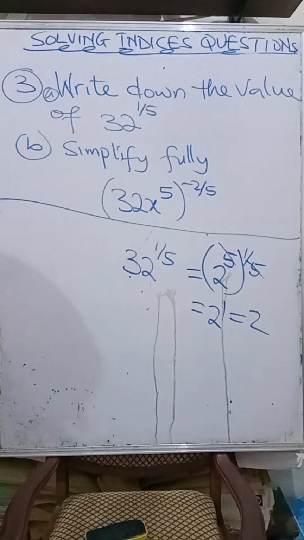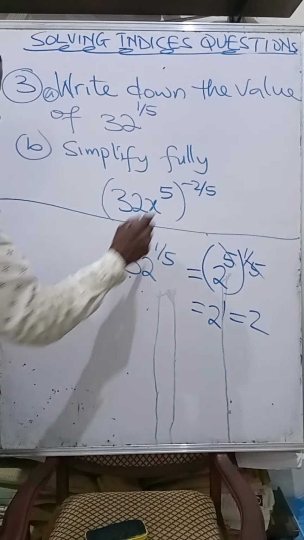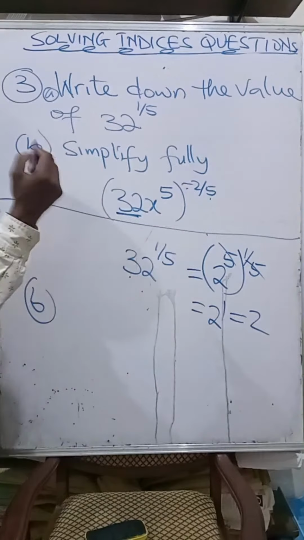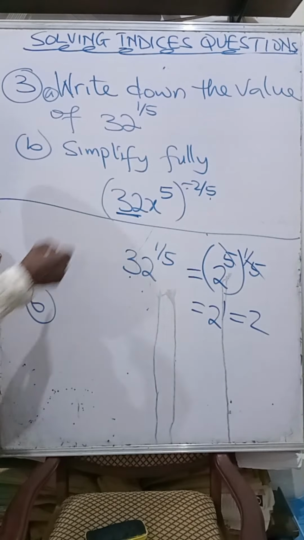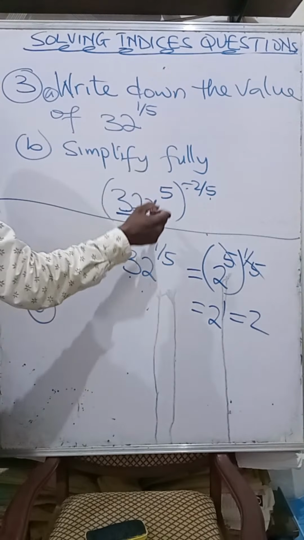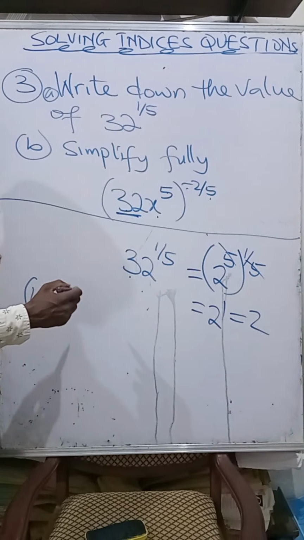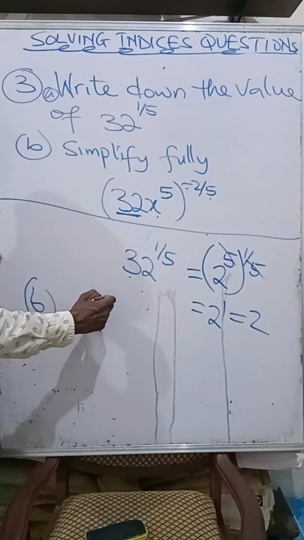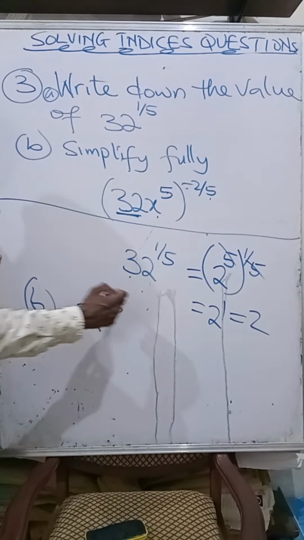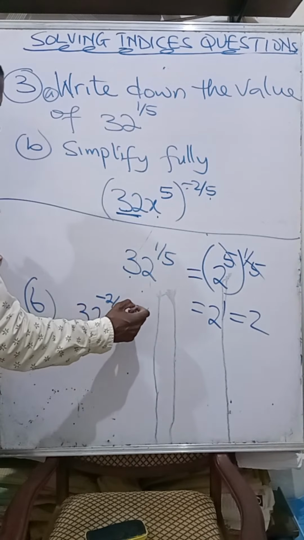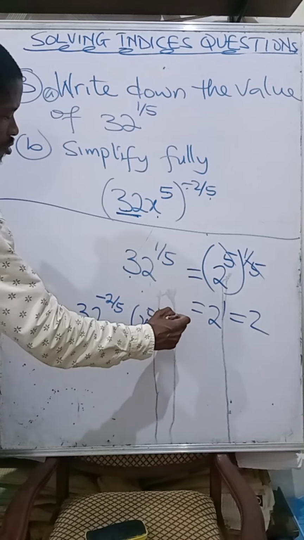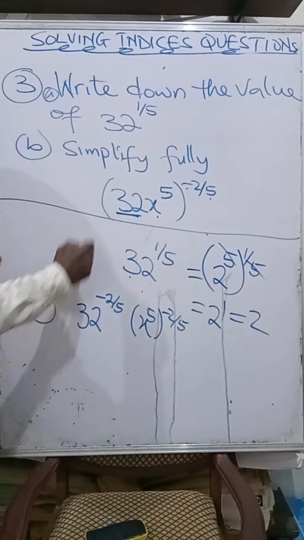The B part. This minus 2 over 5 is going to affect each of the contents inside the brackets. It's going to affect 32. It's going to affect x to power 5. So that will be equal to what? 32 to power minus 2 over 5, and then the next one, x to power 5 times what? Minus 2 over 5. Okay.